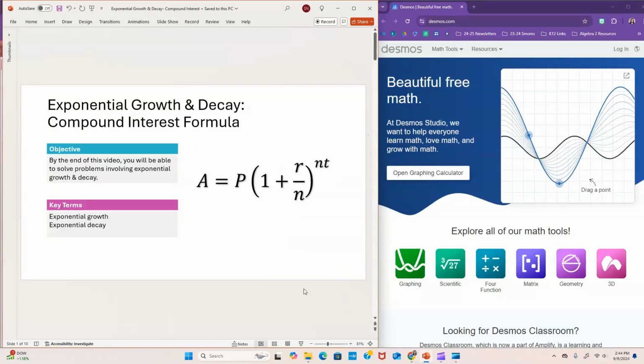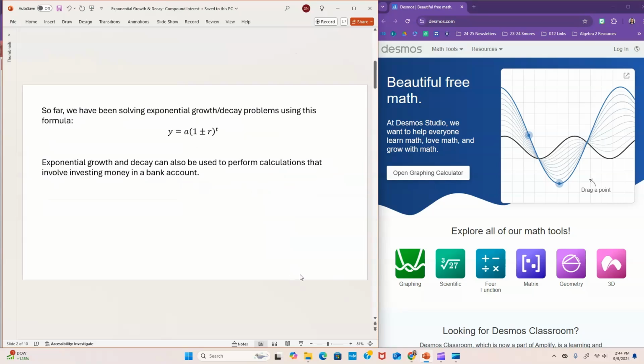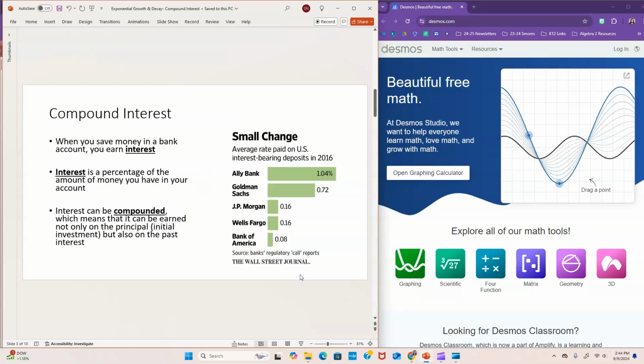In this video, we're going to talk about an important application of exponential growth and decay, which is the compound interest formula. So far we've been solving exponential growth and decay problems using this formula, y equals a times 1 plus or minus r to the t. We can actually use a different variation of this formula to perform calculations that involve investing money in a bank account. So what we do is we talk about this idea of compound interest.